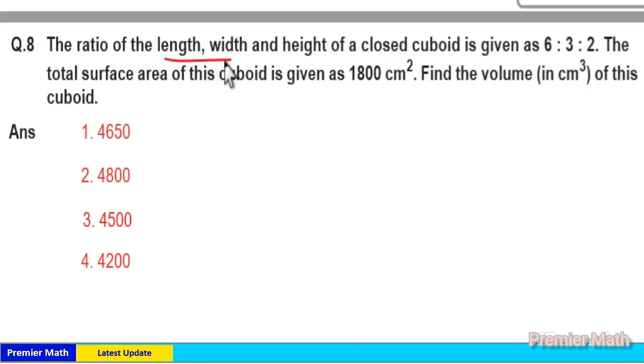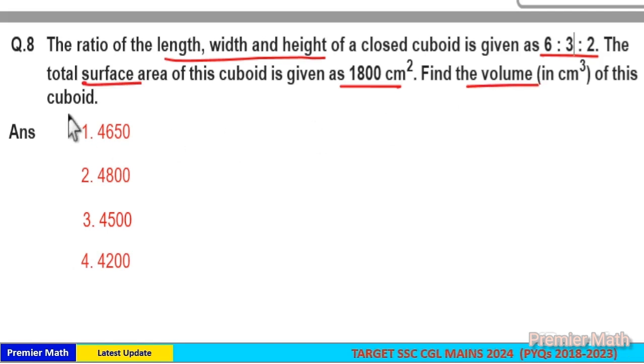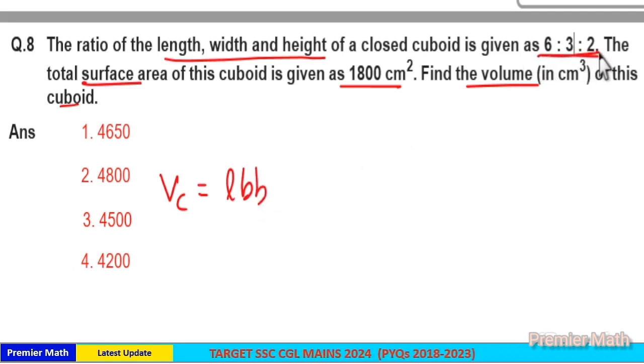The ratio of length, width and height of a closed cuboid is given as 6:3:2. The total surface area of the cuboid is given as 1800 centimeter square. Find the volume of this cuboid. Volume of cuboid is equal to LBH. Now, ratio of length, width and height is 6:3:2. If I take it as 6x is to 3x is to 2x, then 3 into 2, 6, 6 into 6, 36.